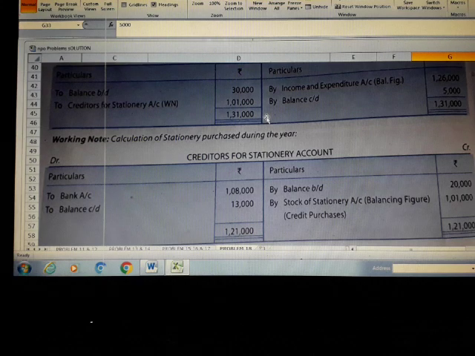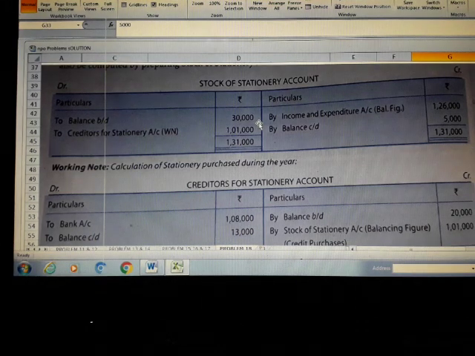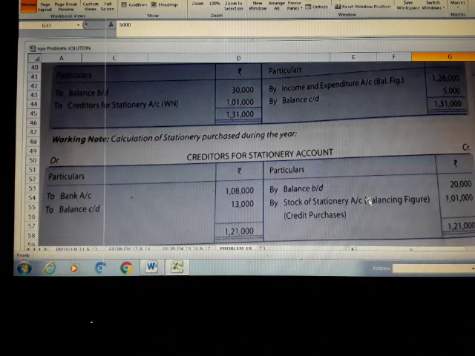Again we'll go back to the stationery account after preparing the creditors account. So that 1,01,000 will be on the debit side. So you had opening balance on the debit side, you had closing balance on the credit side, and you are also showing the amount of 1,01,000 on the debit side and 1,26,000 on the credit side. From where are you bringing these two? Only from the creditors account. So in my creditors account, the value what I get, 1,01,000, on the credit side, that will be on the debit side of the stationery account.